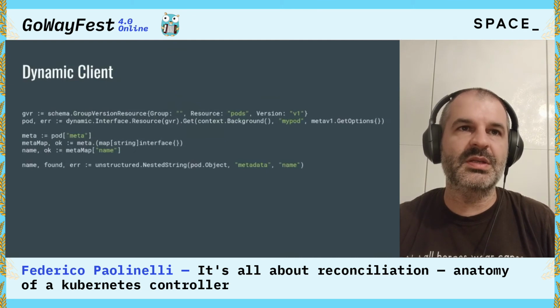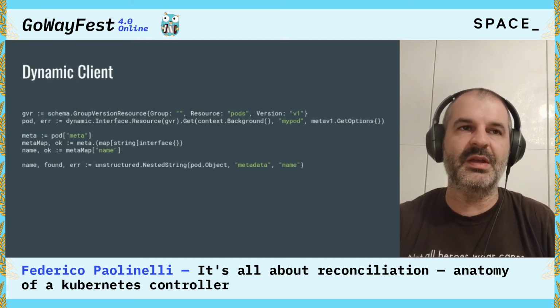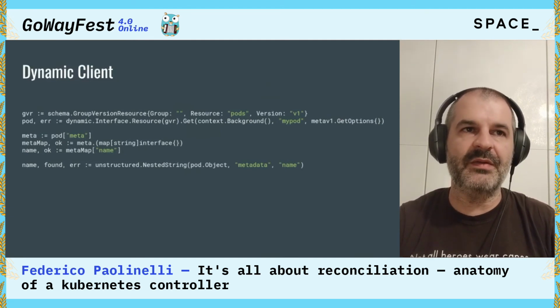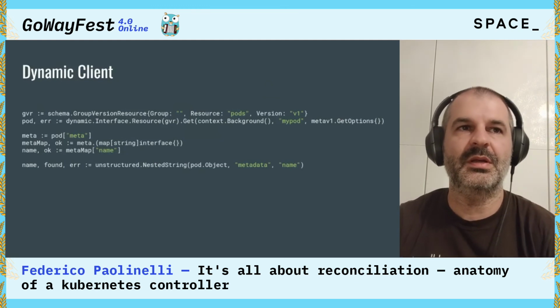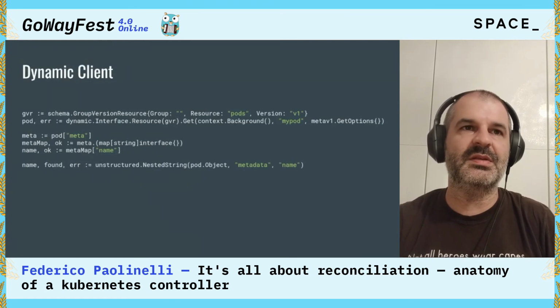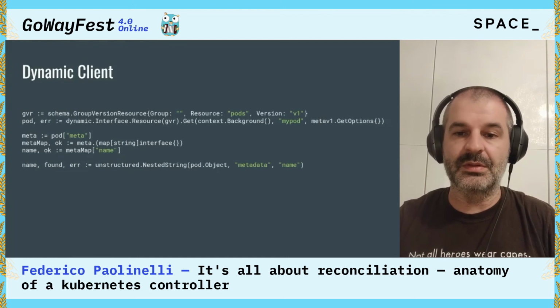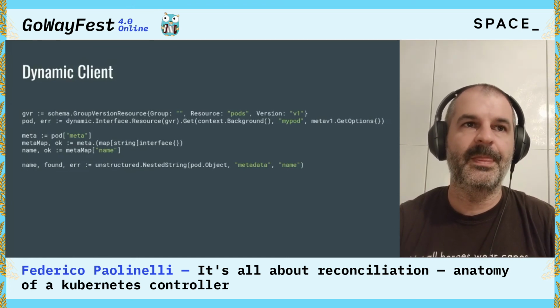This is how you use it. The hard part is not how to retrieve the object, but how to navigate it, because at each level you have to fetch the element from the map, see if it exists, see if it's of the right type, and then go down the tree for each level.